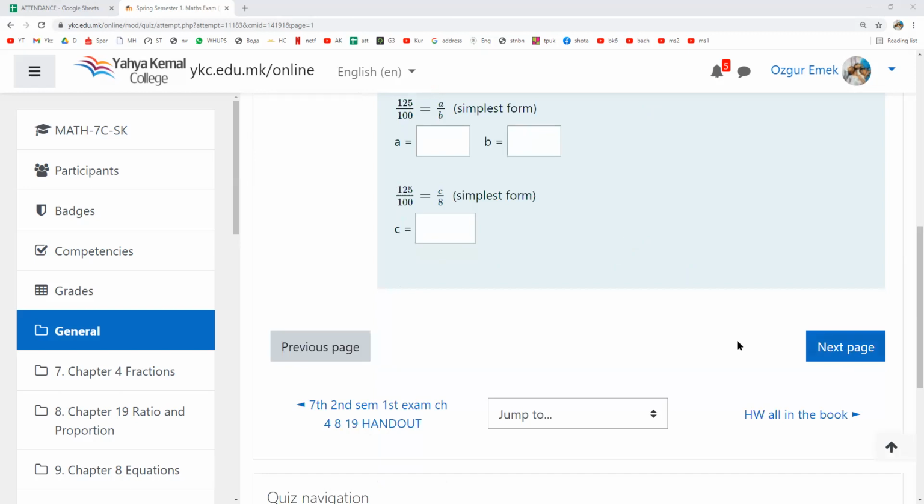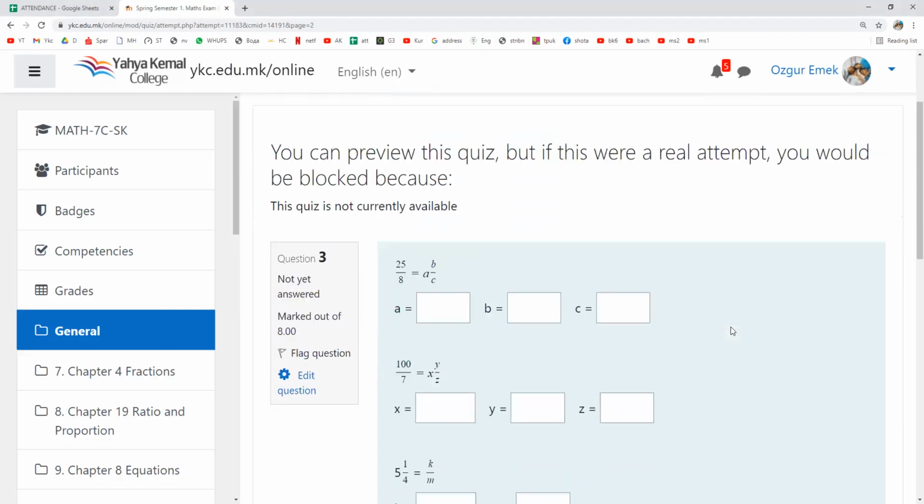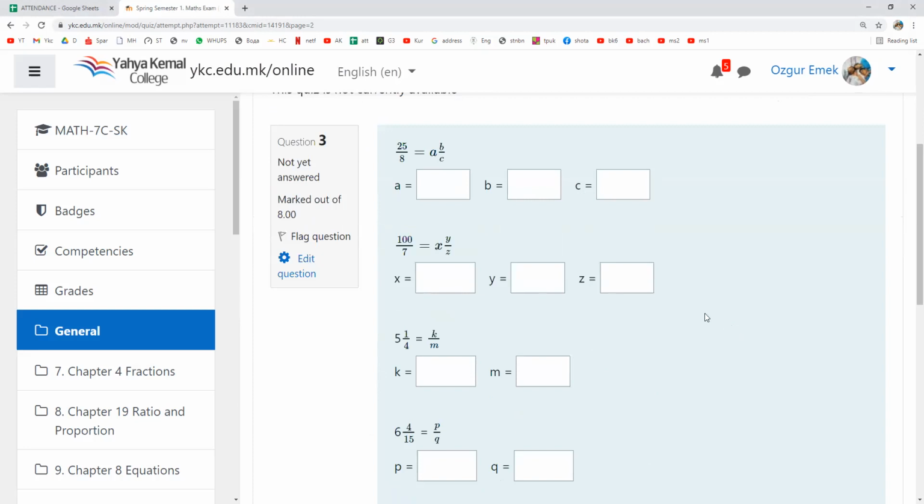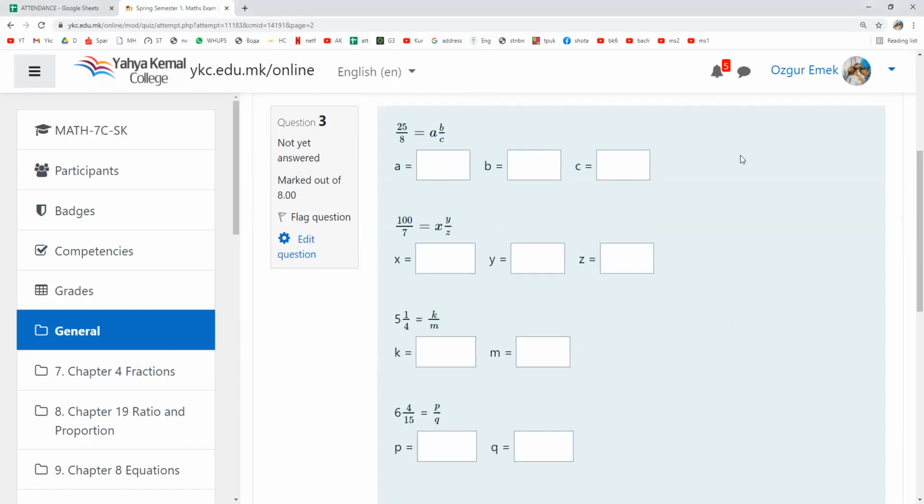Next question. Converting between improper and mixed fractions. We have improper fraction 25 over 8 first. We need division. 25 should be divided by 8. It's 3 times. 3 times 8 is 24. So we have remainder 1. So the result 3 is A. The remainder 1 is written at top, and always we recopy the bottom number. The denominator is always recopied. It's 8.